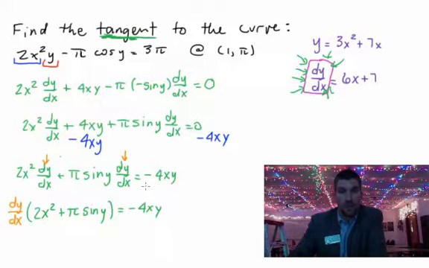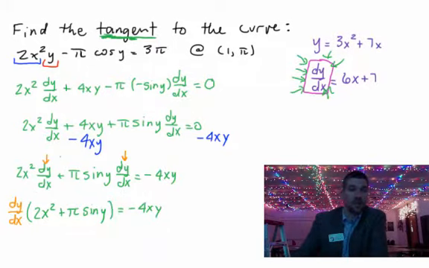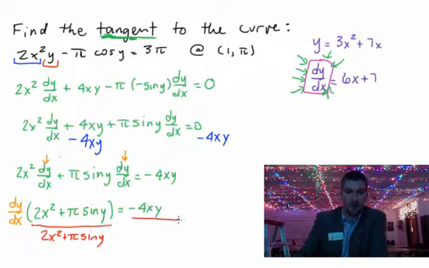Now, this was a plain old algebra problem from your Algebra 1 class eons ago. What would you do to get dy/dx by itself? I'll give you a second to think while I write it down. Go ahead and talk amongst yourselves. Think about it. That's right. You're going to divide both sides by the thing multiplying dy/dx. So here's my rate of change, here's my dy/dx right here.